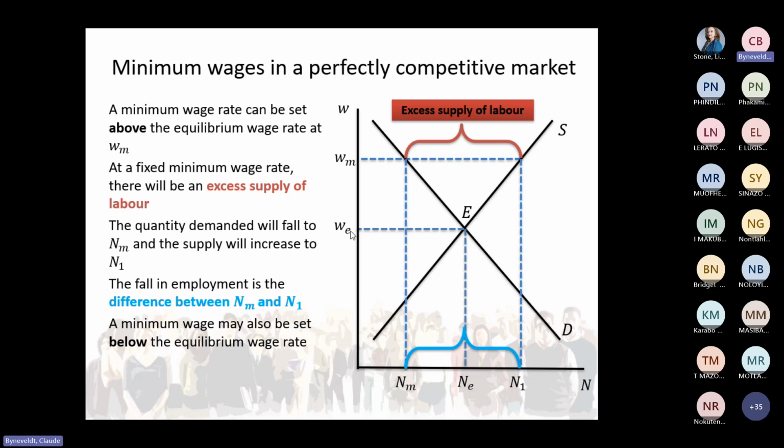WE is the equilibrium wage rate. NE is the equilibrium quantity of labor employed, where the labor market is in equilibrium in a perfectly competitive labor market. What happens if the government intervenes, like in South Africa's case, and fixes a minimum wage above the equilibrium wage? It is set at WM. You can see here there's WE, the equilibrium wage rate, and it's set at WM, where M means minimum. So what effect will it have on the labor market, on the quantity of labor supplied and demanded?